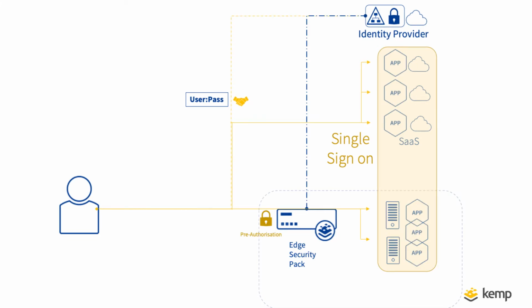Kemp LoadMaster's identity access management functionality enables seamless integration with identity providers so that on-prem applications can be protected through pre-authorization, while at the same time integrating with single sign-on. This is true even for applications that only support legacy authentication and authorization protocols or may not have any authentication or authorization at all.